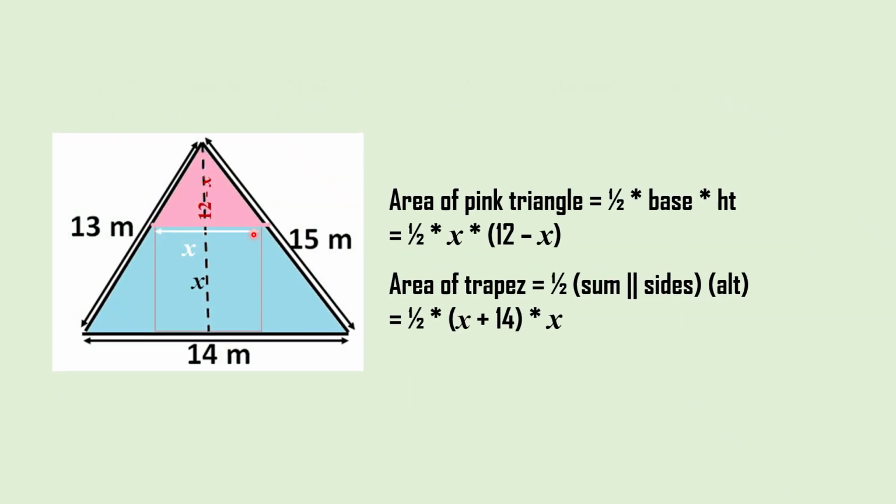Now suppose each side of the square is x. The total altitude 12 we already calculated. So if the total altitude is 12 and the side of the square is x, then the remaining must be 12 minus x. So the area of the pink triangle will be half into base into height, that is half into x, where x is the top side of the square, into 12 minus x.